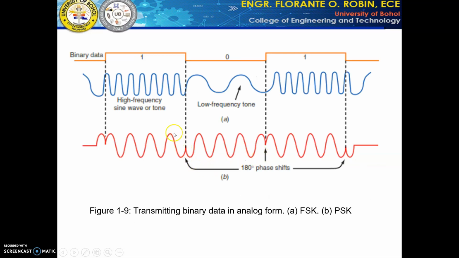The difference is that in FSK, the frequency varies. In PSK, the frequency is the same, only the phase is varied. So for 1, it takes this form, and for 0, the inverse. With FSK, the frequency for 1 is high frequency and for 0 is low frequency.